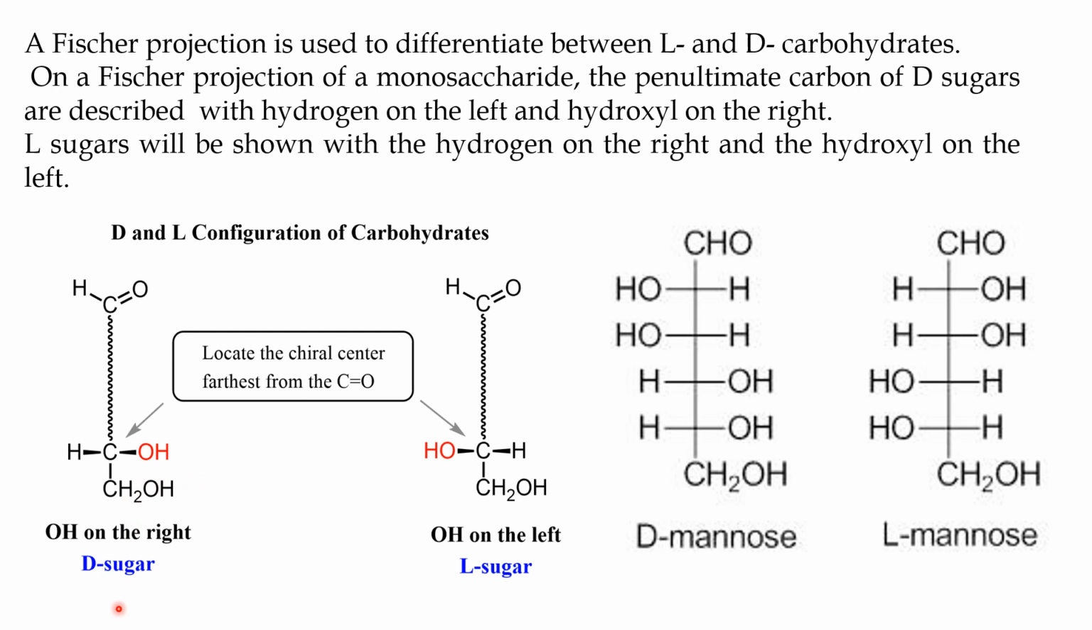So this is a D sugar, because in D-glyceraldehyde, the OH group is on the right hand side. So comparing to glyceraldehyde, here also the penultimate carbon atom is having OH group on the right hand side. Hence, it is a D sugar.